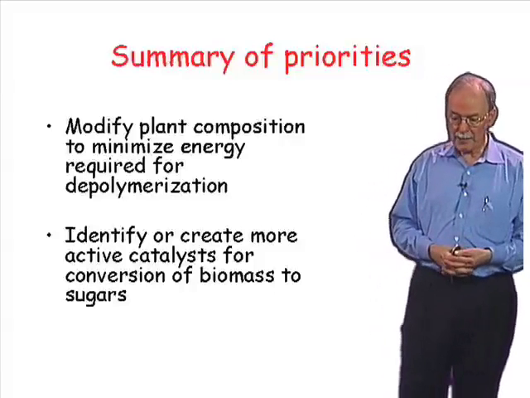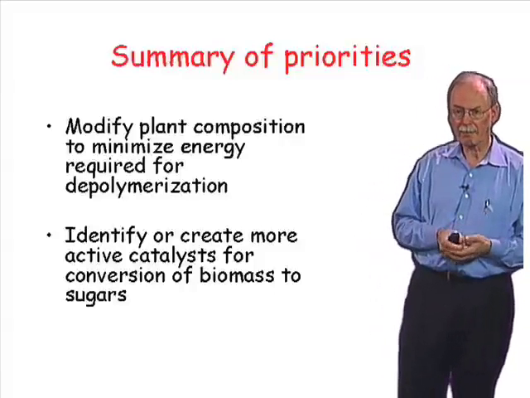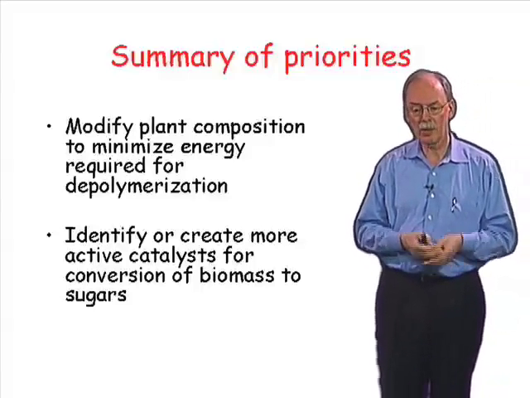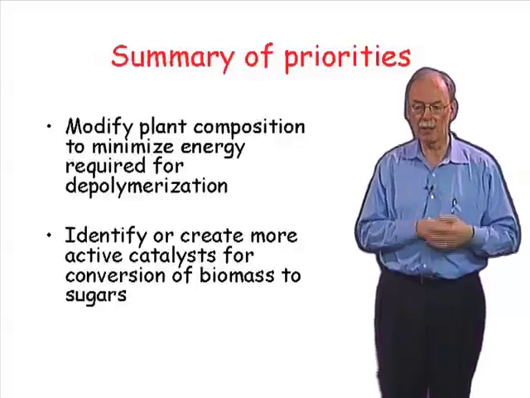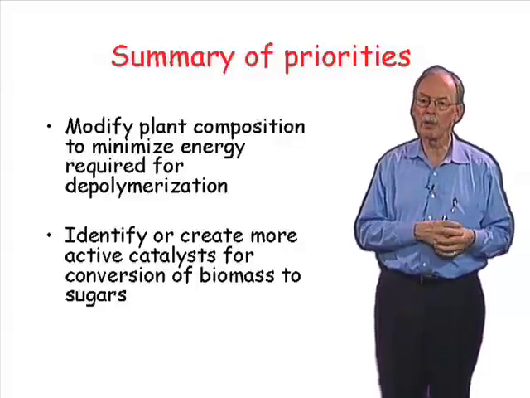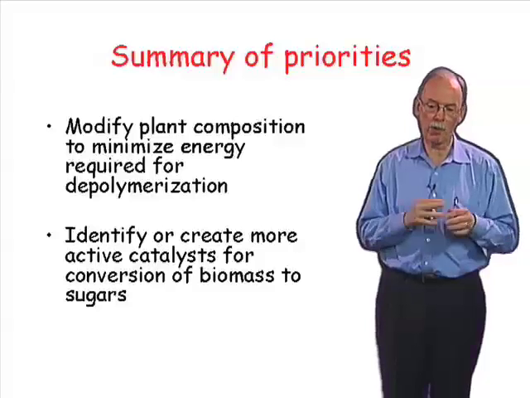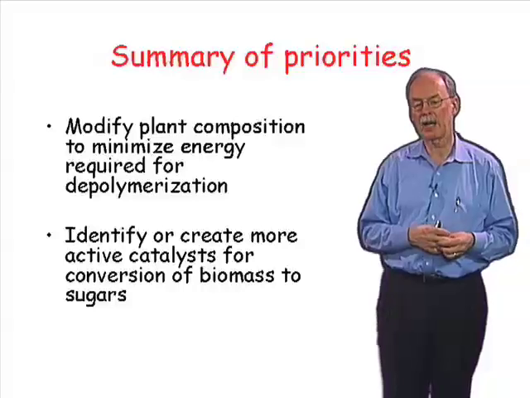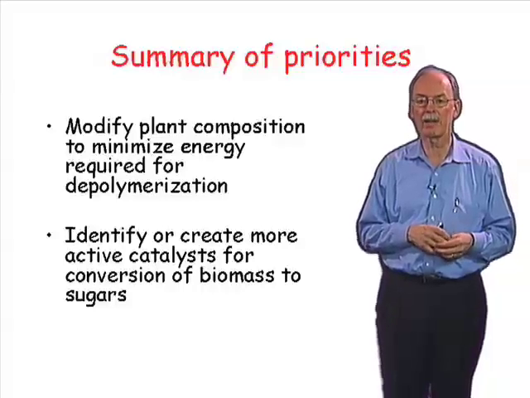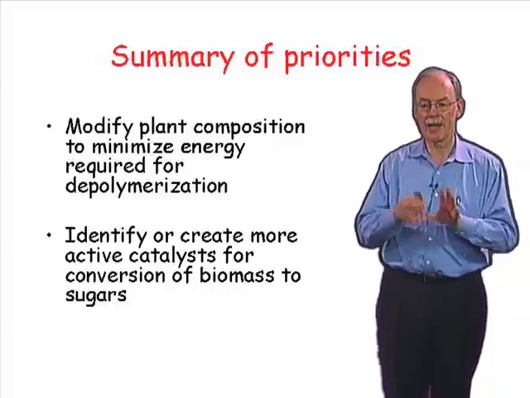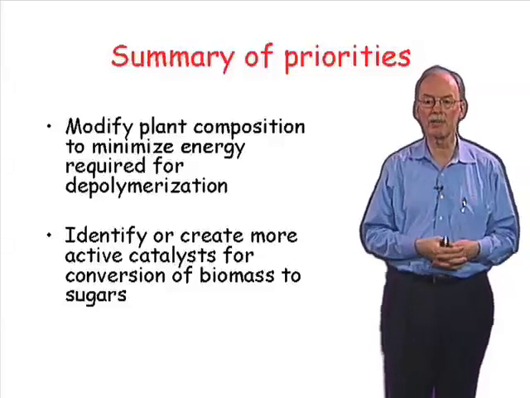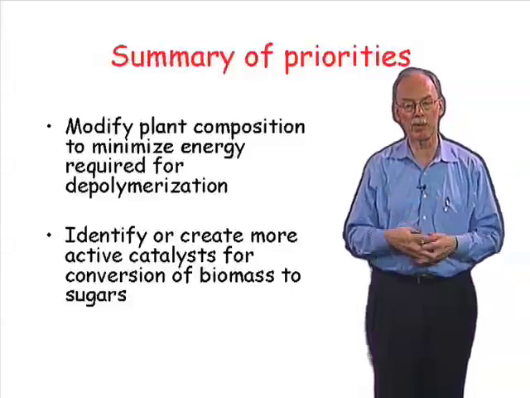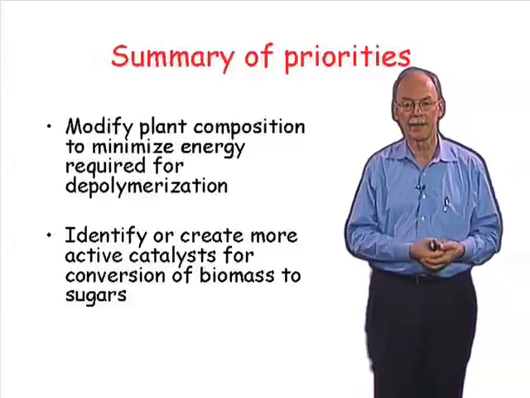So if I were to summarize what I tried to convey up to this point, I would say that in order to make biofuels, cellulosic biofuels feasible, no miracles are required. There's about four main things that need to be done. One is, it would be desirable in the long run to modify plant composition to minimize the energy required for depolymerization. And I tried to give you the example of, well, maybe we could modify the structure of lignin so that we could remove it under physiological conditions.